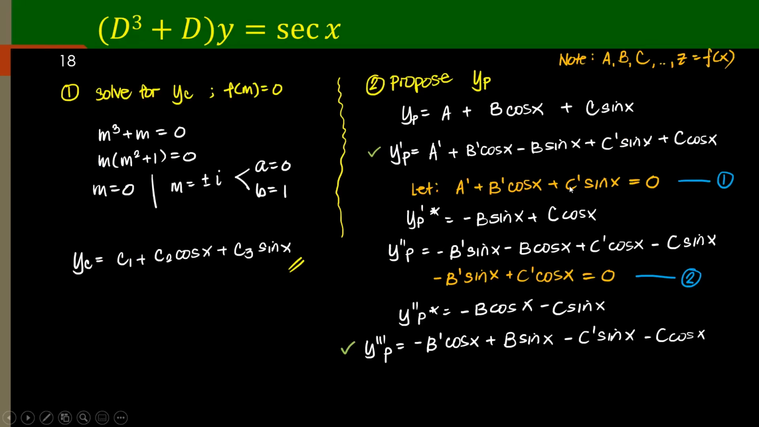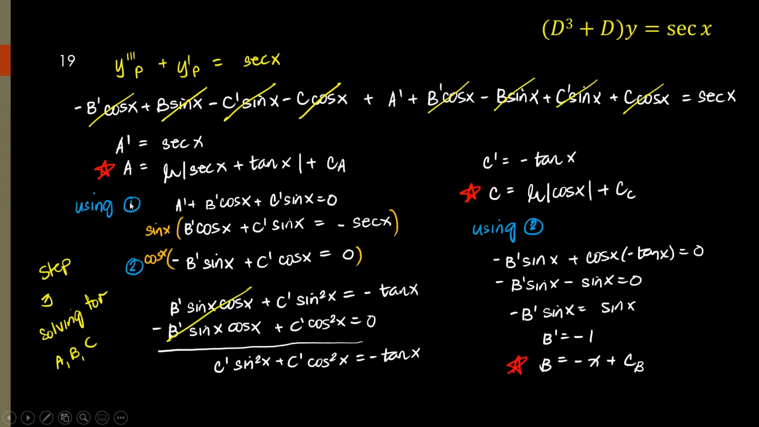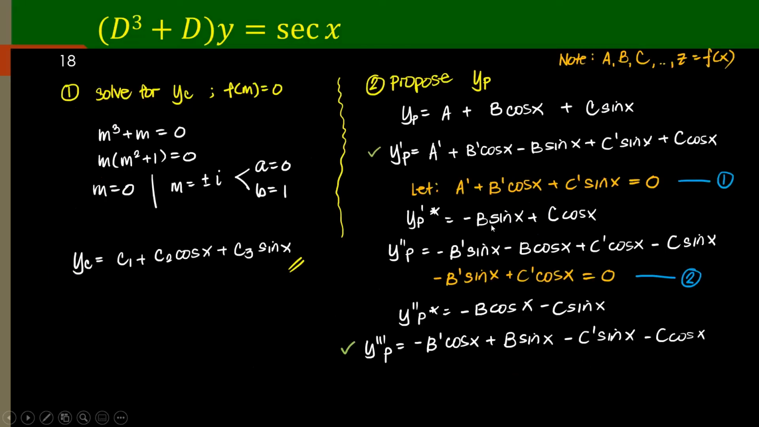Let's look back. Maybe there's equation 1 and 2. Okay. The a prime is with equation number 1. So that means using equation number 1, a prime plus b prime cosine x plus etc. I equated that to 0 earlier. So that means I just transpose this, becomes negative secant x. All right. Now, where do I end? I can't end here because there are still two unknowns, b prime and c prime. I need another equation. So looking back, oh, there's another one.